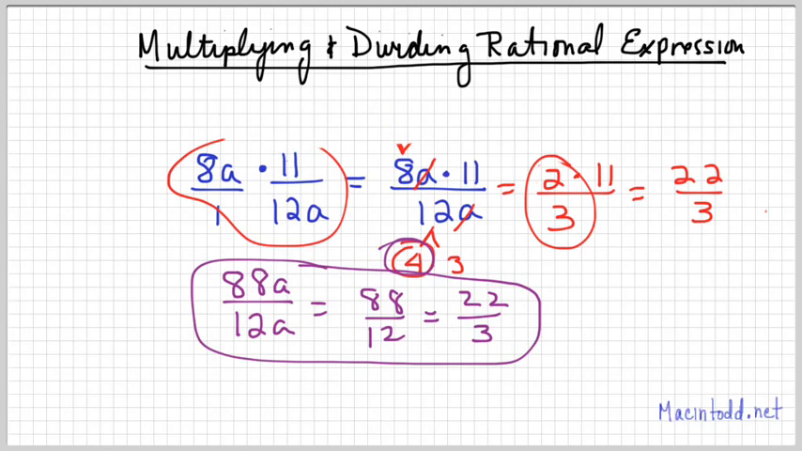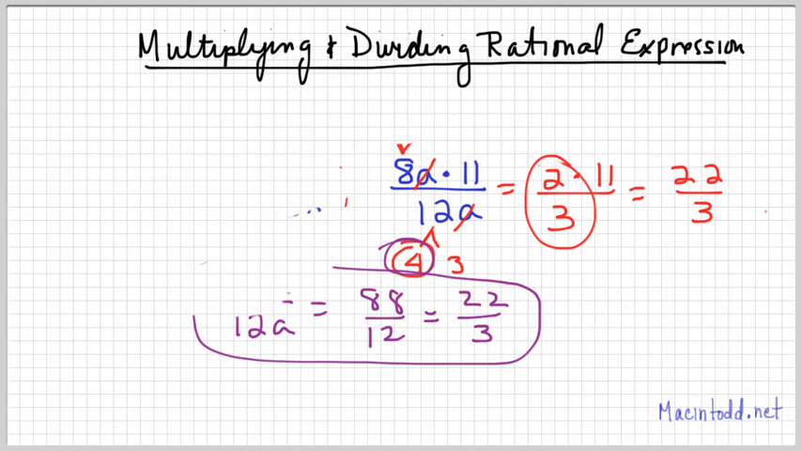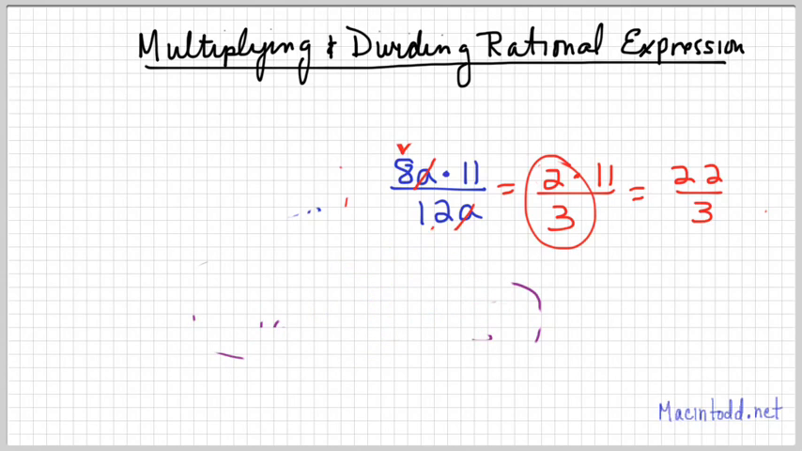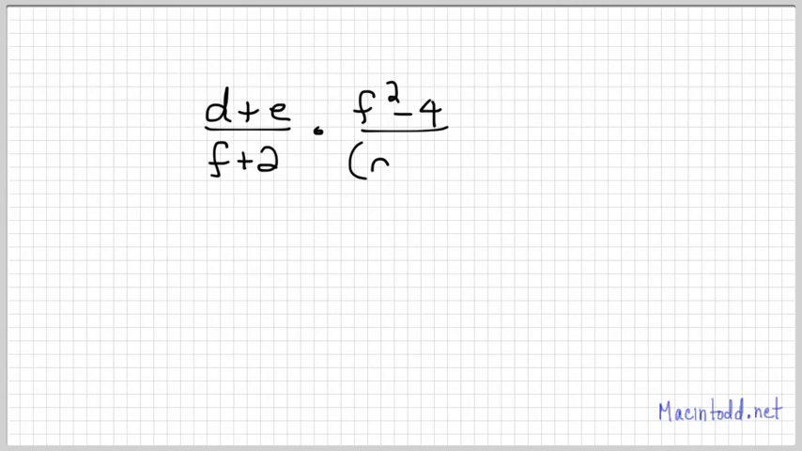Okay, so that's a very simple one, and it's simple because the two things being multiplied were just monomials. Let's do one that's a little more complicated. D plus E over F plus 2 times F squared minus 4 over D plus E squared.